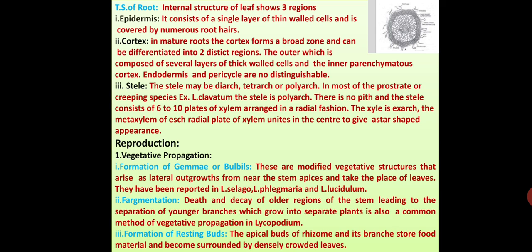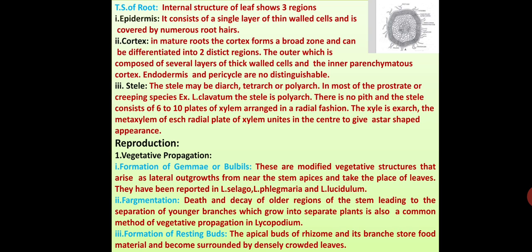Next, we discuss the internal structure of the Lycopodium root. It shows three regions: epidermis, cortex and stele. The epidermis consists of a single layer of thin-walled cells and is covered by numerous root hairs. In mature roots the cortex forms a broad zone and can be differentiated into two distinct regions: the outer, which is composed of several layers of thick-walled cells, and the inner parenchymatous cortex. Endodermis and pericycle are not distinguishable.